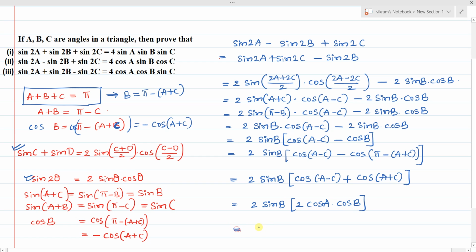And we can rewrite this as 4 times cos A into sin B into, okay, over here it is C, cos C. The resultant is 4 times cos A into sin B into cos C, for sin 2A minus sin 2B plus sin 2C.